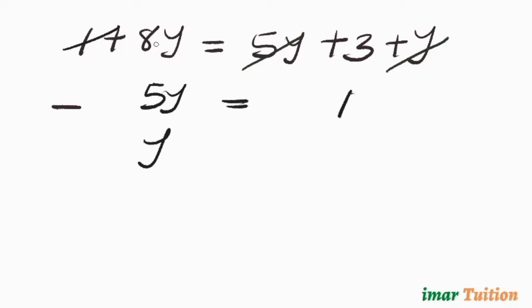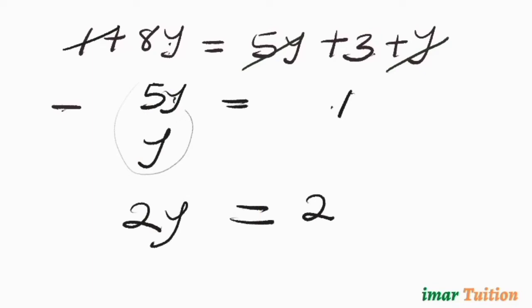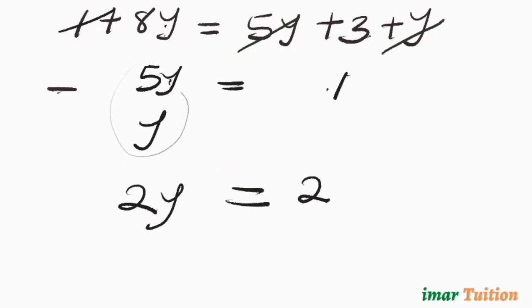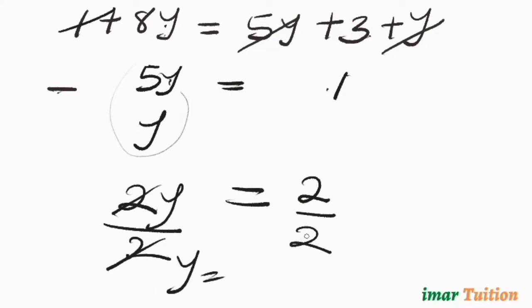Right? So we're going to minus the whole of this from this. So we're going to have 8y minus 5y. That's going to give you 3y. 3y minus y will give you 2y. So be equal to 3 minus 1 is 2. Next, to find the value of y, you divide here by 2. What you do to the left hand side of an equation, you do the same thing to the right hand side. So this will cancel this. You have y to be equal to 2 over 2 here will give you 1.